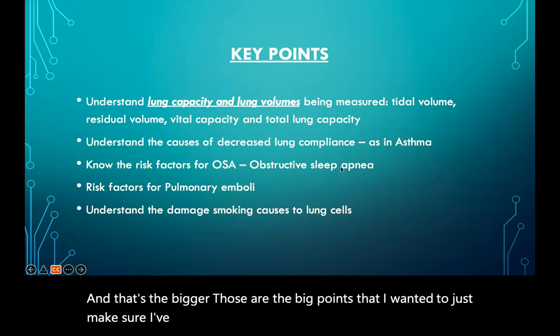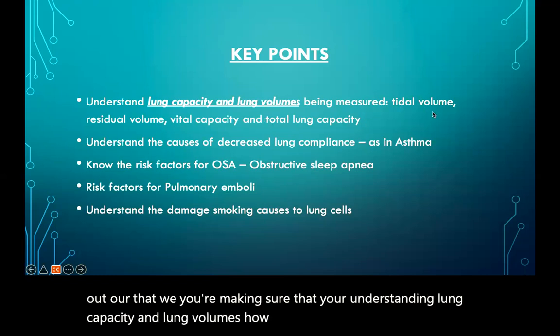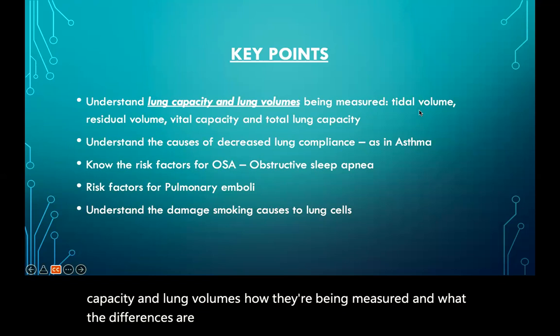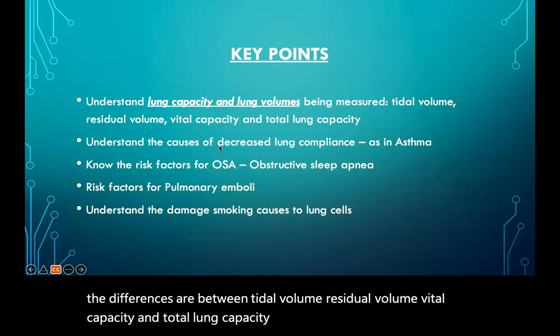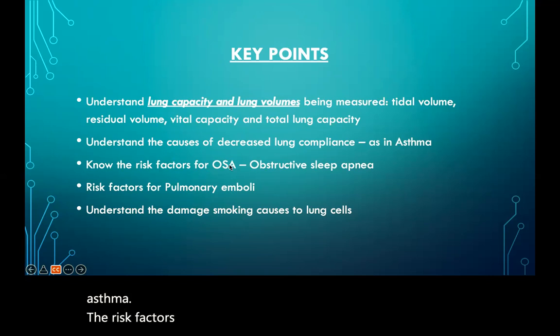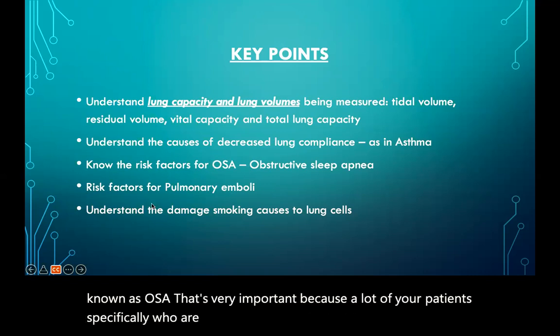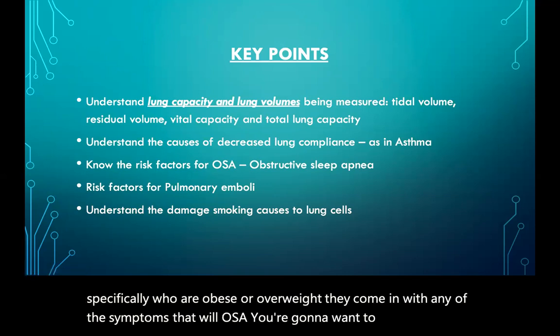Other key points that I wanted to point out are that you're making sure that you're understanding lung capacity and lung volumes, how they're being measured, and what the differences are between tidal volume, residual volume, vital capacity, and total lung capacity, okay? Understand the causes of decreased lung compliance, as in asthma. Know the risk factors specifically for obstructive sleep apnea, also known as OSA. That's very important because a lot of your patients, specifically who are obese or overweight, if they come in with any of the symptoms of OSA, you're going to want to rule that out as a diagnosis.